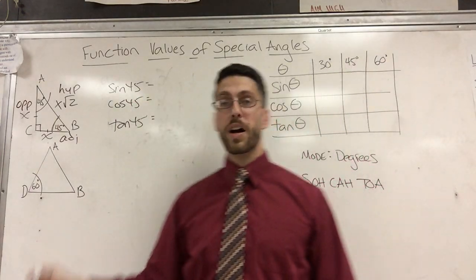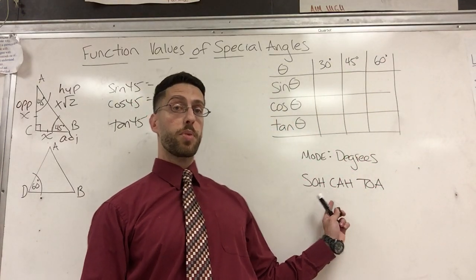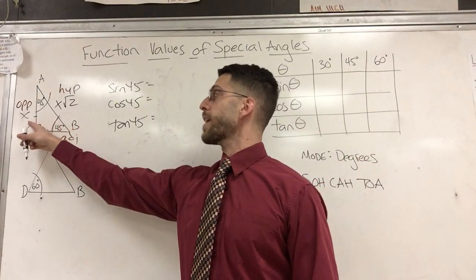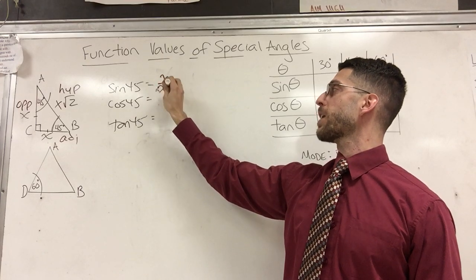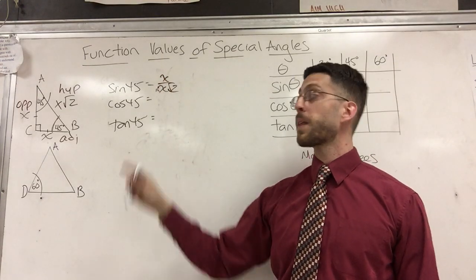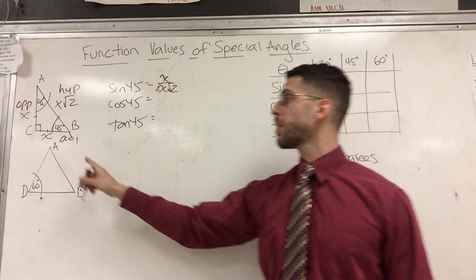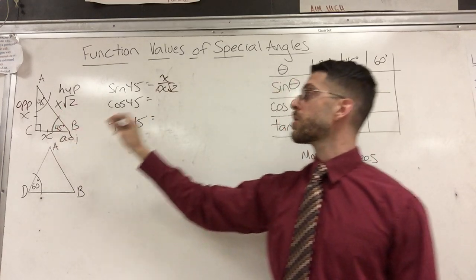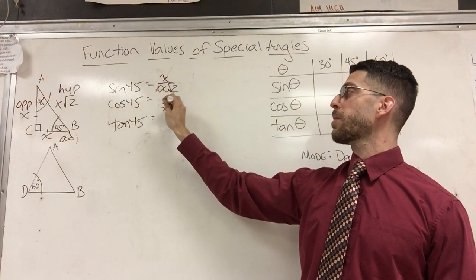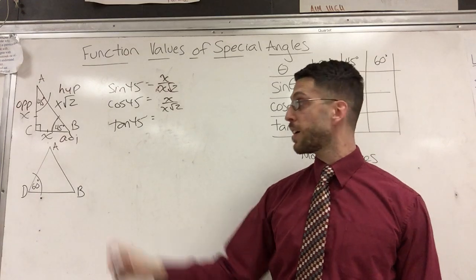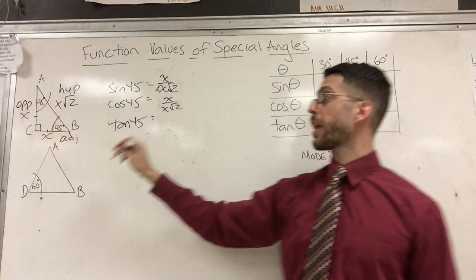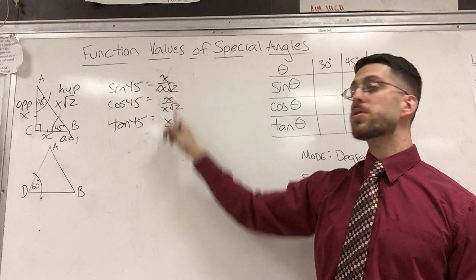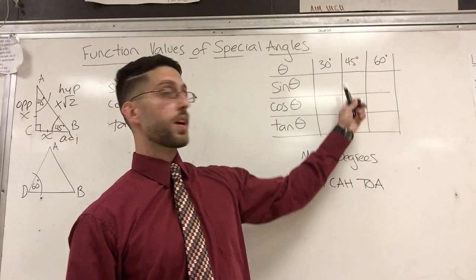So the sine of 45 is opposite over hypotenuse, so that's x over x radical 2. That's it. Cosine 45, adjacent over hypotenuse, and of course you get the same answer because it's isosceles. However, tangent is opposite over adjacent, that's x over x. And I'm done. So these three answers are going to go on my table.